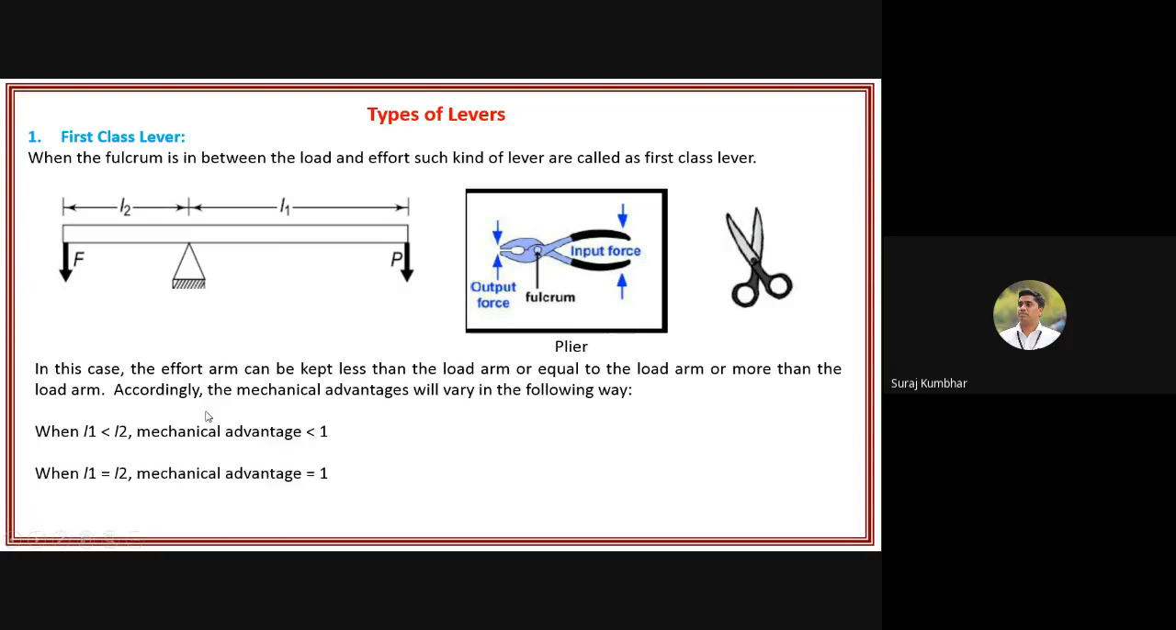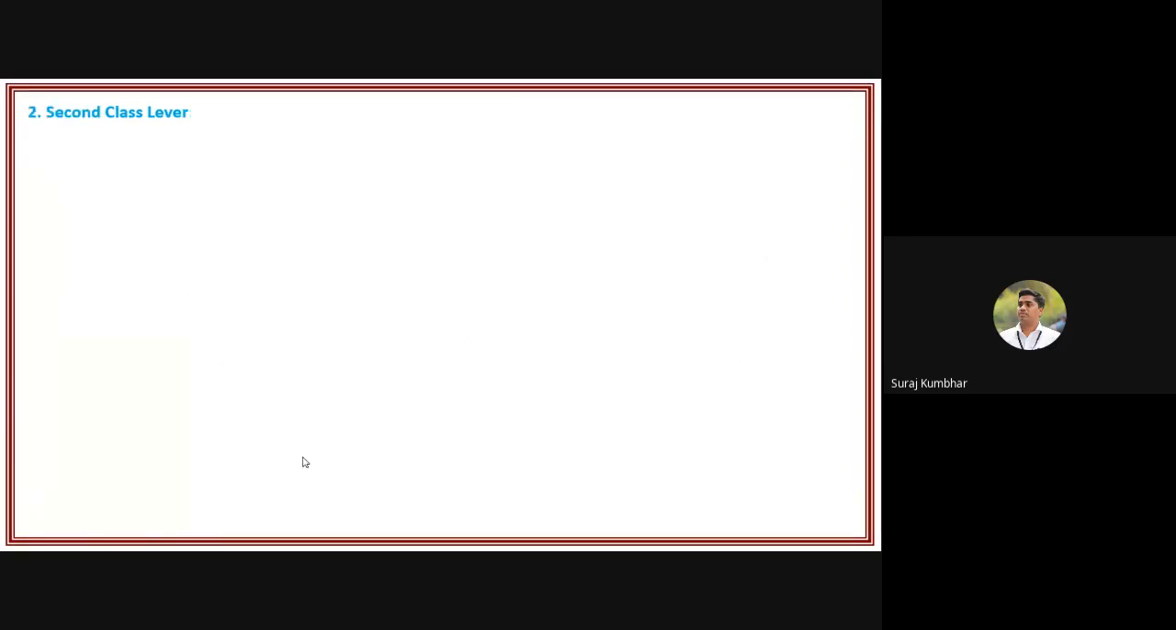When L1 is equal to L2, F upon P is equal to 1 by 1, so the mechanical advantage will be 1. And when your L1 is greater than L2, that is, when your effort arm is greater than the load arm, then what will happen? Your mechanical advantage will be greater than 1. I think all of you get this, how it comes.